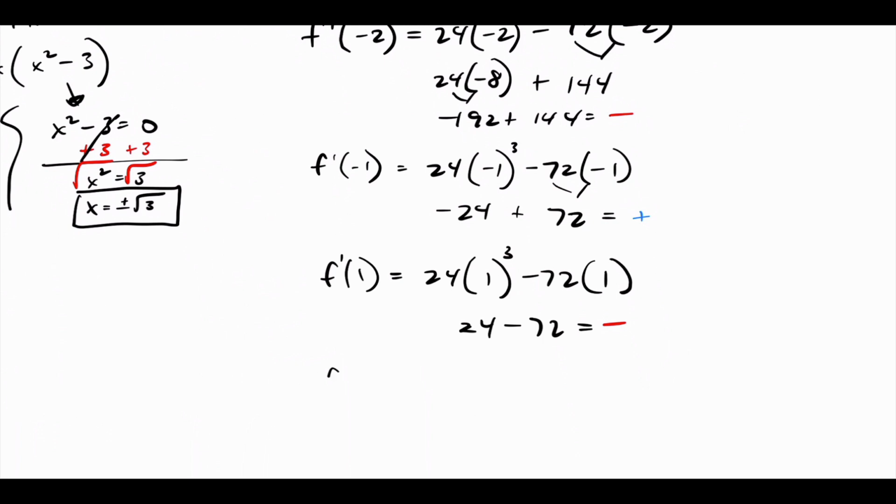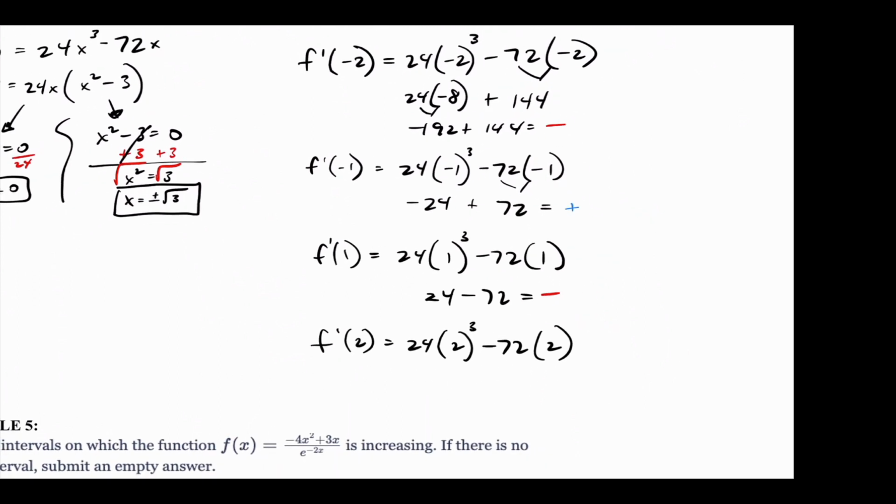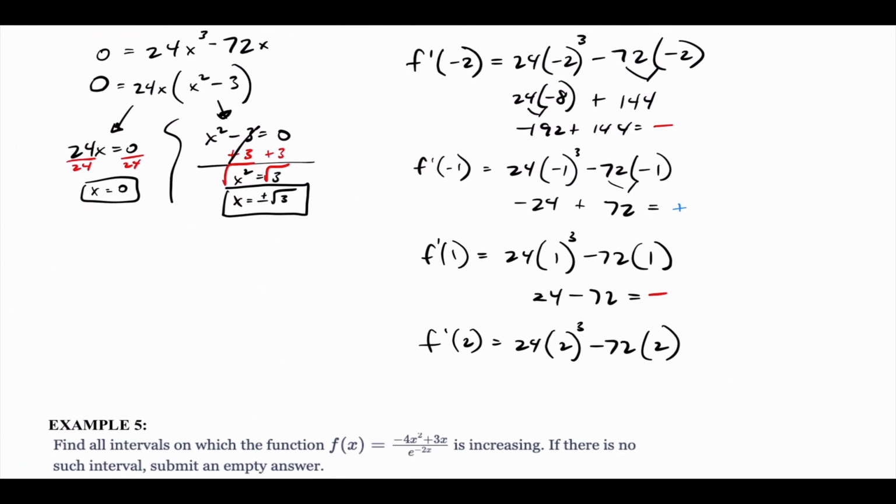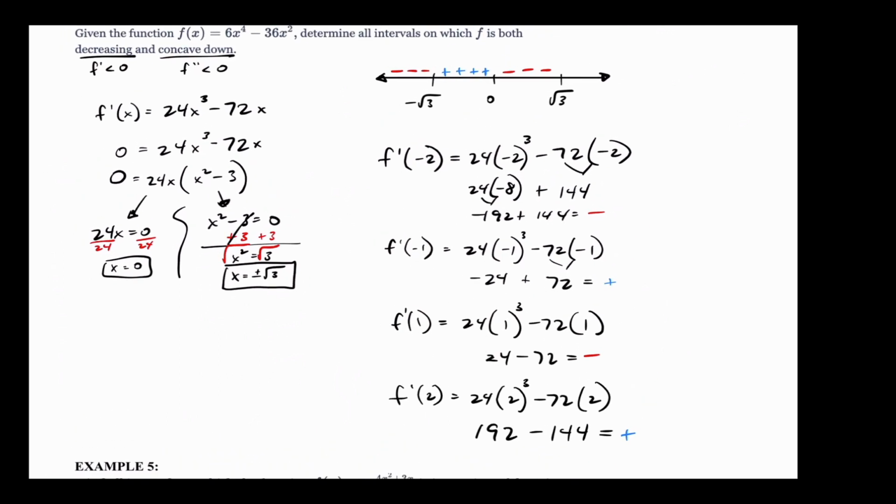And then the last one is positive 2. 24 times positive 2 cubed minus 72 times positive 2. So it's going to be similar to what we got above. So it's going to be positive 192 instead of negative 192. And then this guy is going to be negative 144. Similar numbers that we got earlier, just different signs. So it's going to be positive.